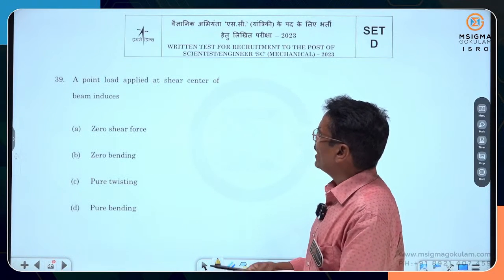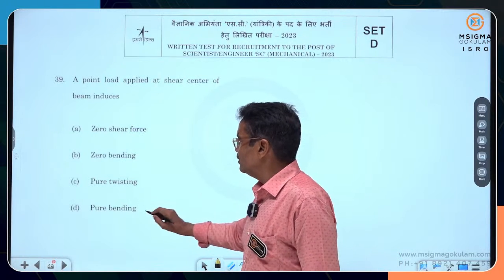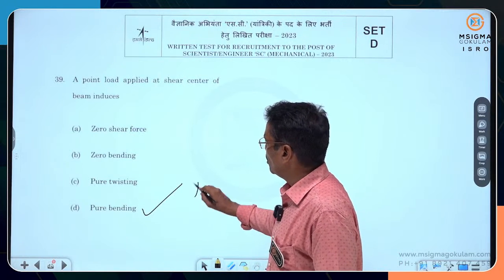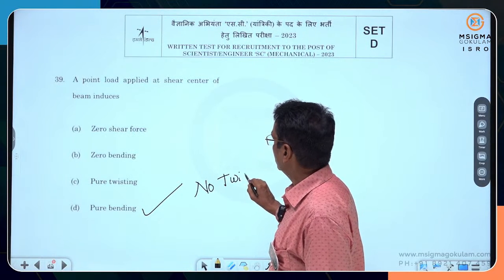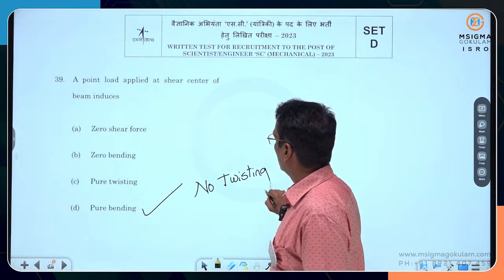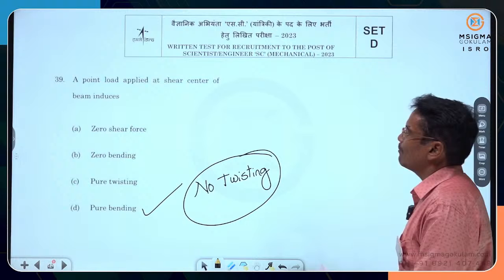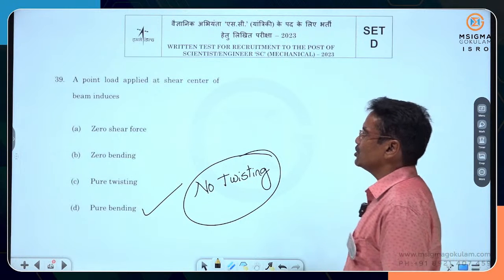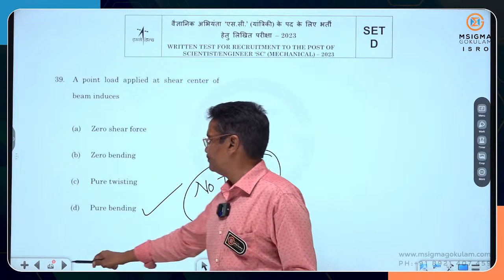A point load applied at shear center of the beam induces, there can't be any twisting. So answer will be no twisting possible. Therefore, it can be only pure bending. A point load applied at the shear center of the beam can induce only pure bending and no twisting.